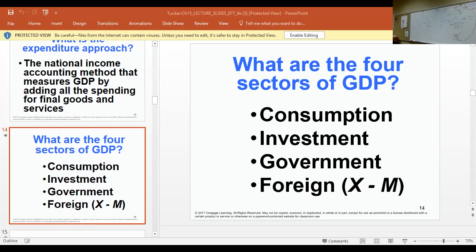So what we do is we calculate real GDP. That is the value of all final goods produced during a given period of time based on the prices existing in a selected base year. We arbitrarily pick one year, it doesn't matter which year we pick, and we use the prices from that year.